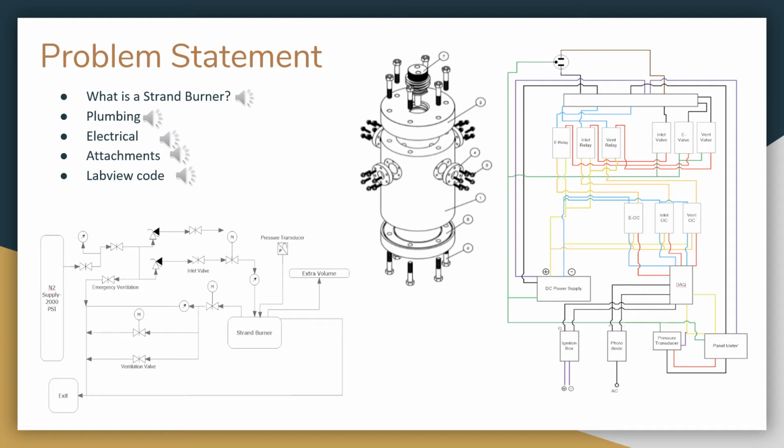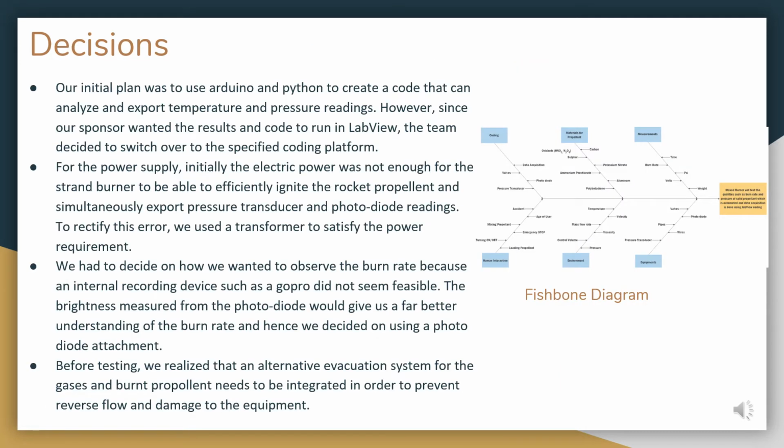The main goal of our project was to design a functioning code that any user can easily use. This code must have a simple interface and be able to control the strand burner with as little human interaction as possible during the testing time. This code will also have safety features in case of an emergency. Our initial plan was to use Arduino and Python to create a code that can analyze and export temperature and pressure readings. However, since our sponsor wanted the results and code to run in LabVIEW, the team decided to switch over to the specified coding platform.